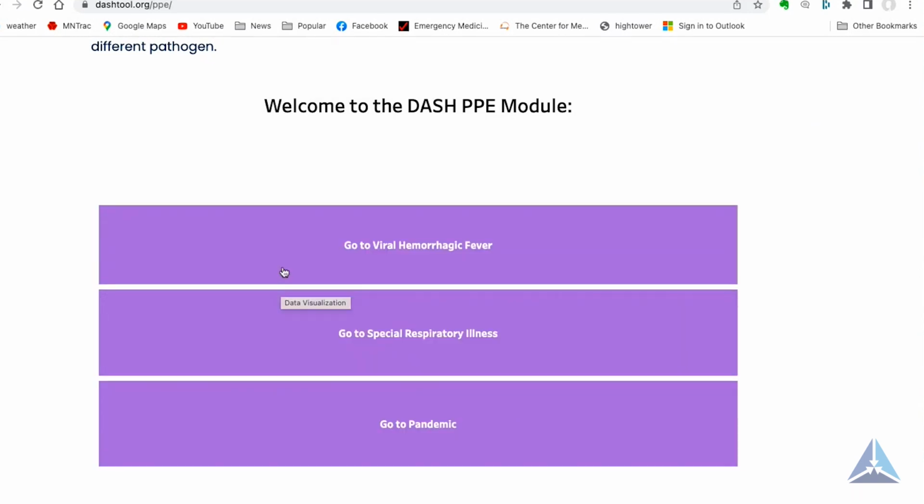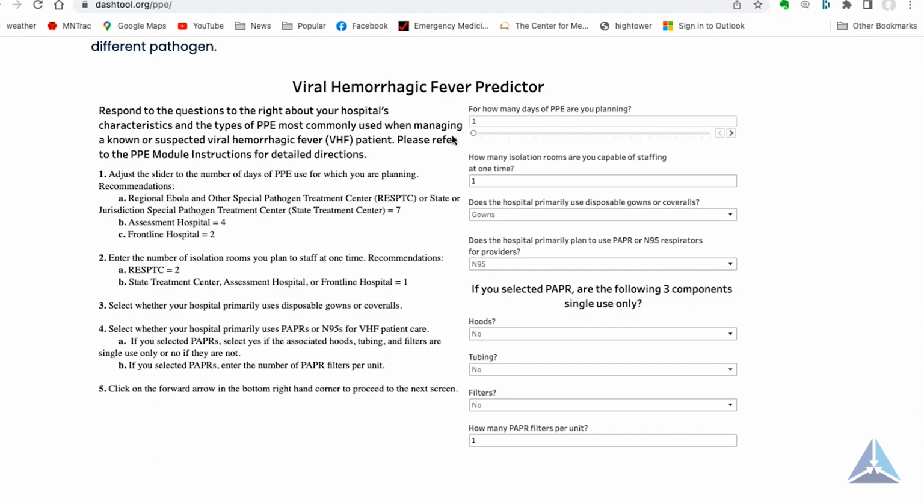You can either look at the PPE for viral hemorrhagic fever, for special respiratory illness, similar to SARS or MERS, or for pandemic calculations. And we really allow a minimum of 6 months for pandemic calculations and allow a variety of assumptions about reuse of respirators, use of reusable versus disposable gowns, use of elastomeric respirators and other things that may contribute to a reduction in disposable N95 respirators. So there's a wealth of information here, as well as opportunities for the hospital to tailor this. But for the sake of currency, let's just take a look at viral hemorrhagic fever.